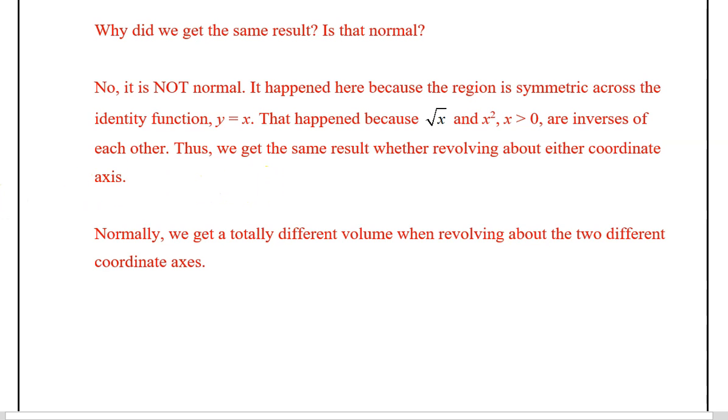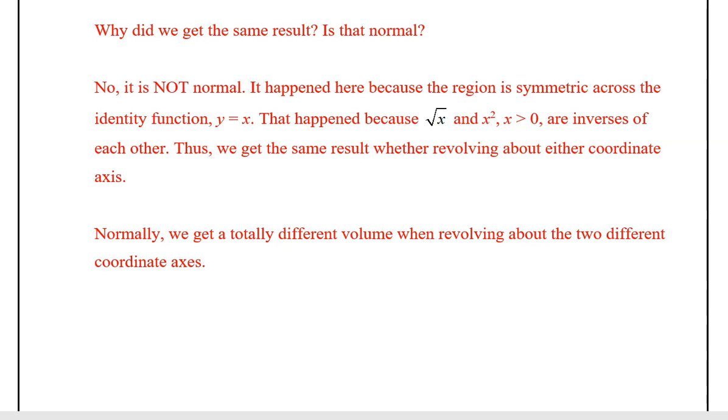Thus, we get the same volume. This, however, is not the normal case, so don't expect this to happen unless your graphs are one-to-one inverses of one another across the identity function.